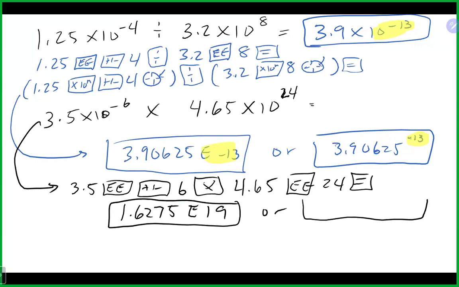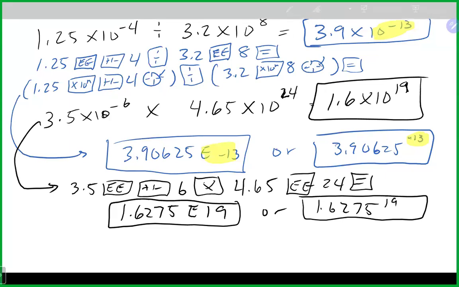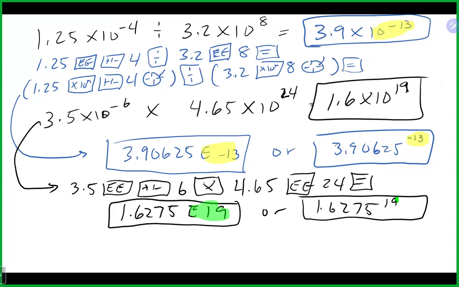or 1.6275 with a 19 up on top, or a times 10 to the 19 up on top. Once again, if we're going to give our answer here, we would go 1.6 times 10 to the 19. Once again, making sure that we do not forget the exponent part in the calculator, and we want to make sure that we put it in there as well.